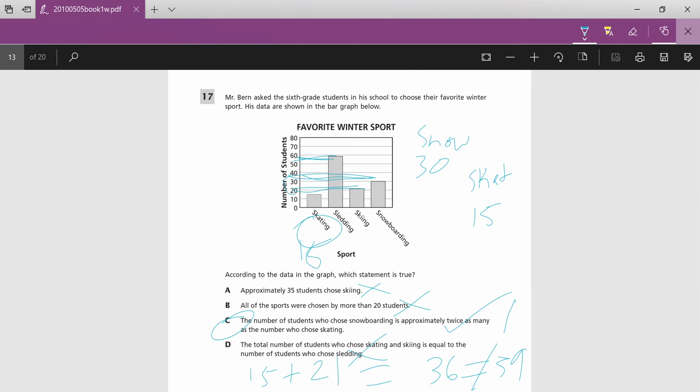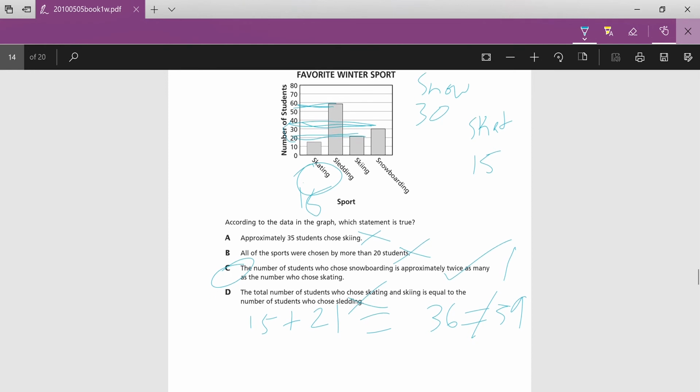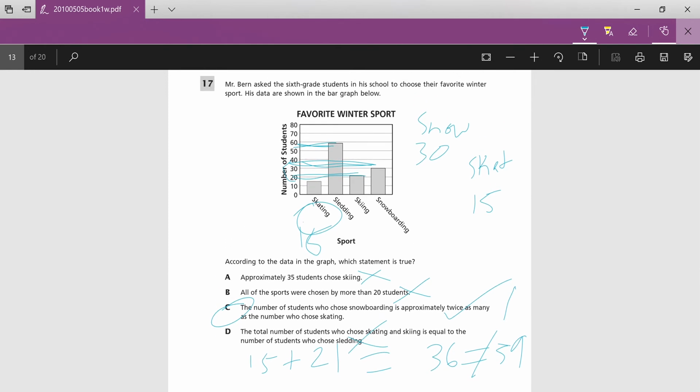But for this question, Mr. Brent has asked 6th grade students in his school to choose their favorite winter sports. His data are shown below in the graph. So according to this data in the graph, which statement is true? For these questions, you need to go through each and every choice to make sure you are understanding what the choice is saying and you're picking the right answer.